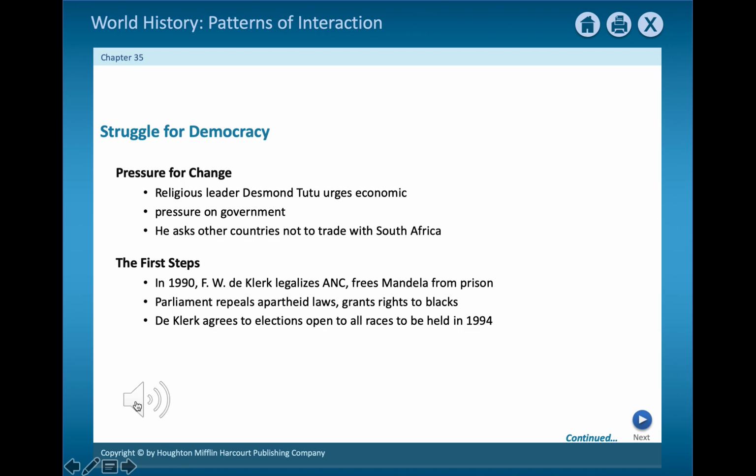In April 1994, all South Africans, even blacks, were able to vote in an election for a new leader. The ANC and Mandela won easily. In 1996, the new government approved a new constitution. It gave equal rights to all South Africans. In 1999, the ANC official Thabo Mbeki won election as president.